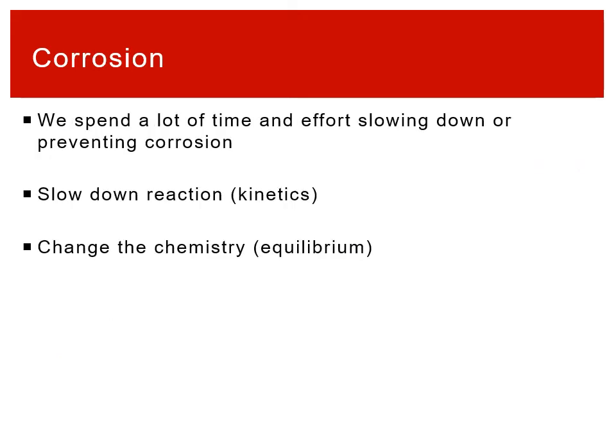So corrosion is a major problem. We use a lot of metal to build things, and if it corrodes away, it's bad. So we need to either slow down the reaction, affect the kinetics, or we need to change the chemistry, affect the equilibrium, in order to protect the pieces of metal that we're using to build things.